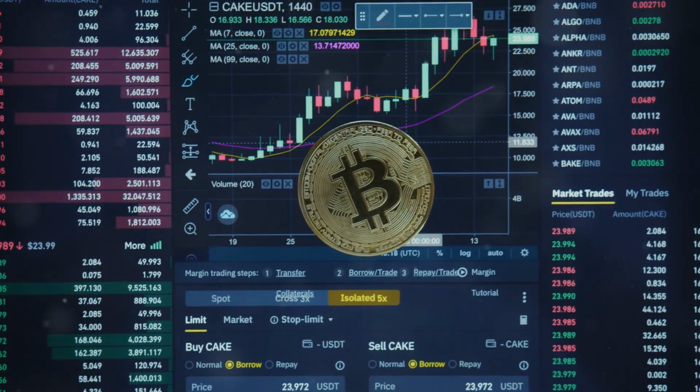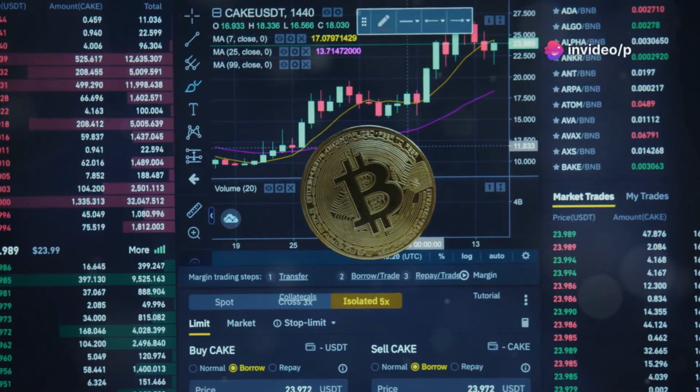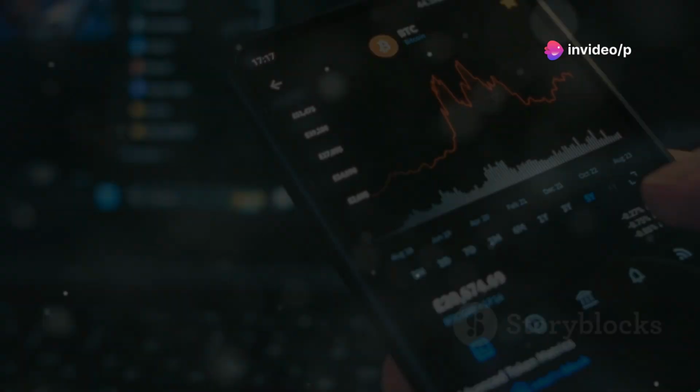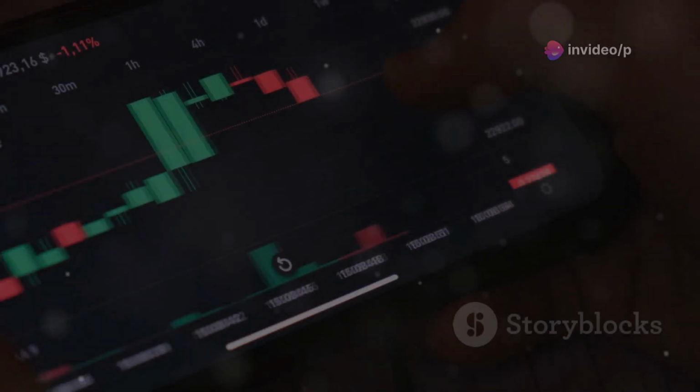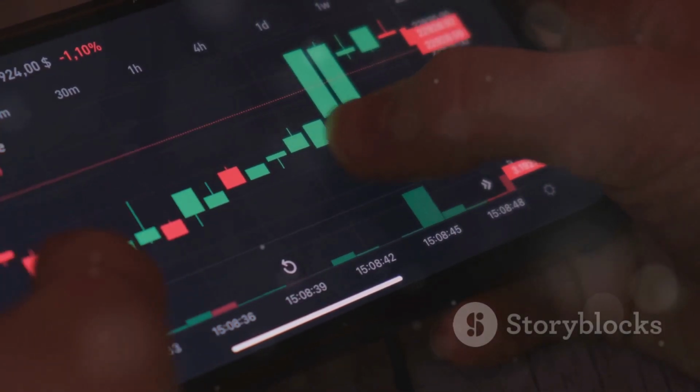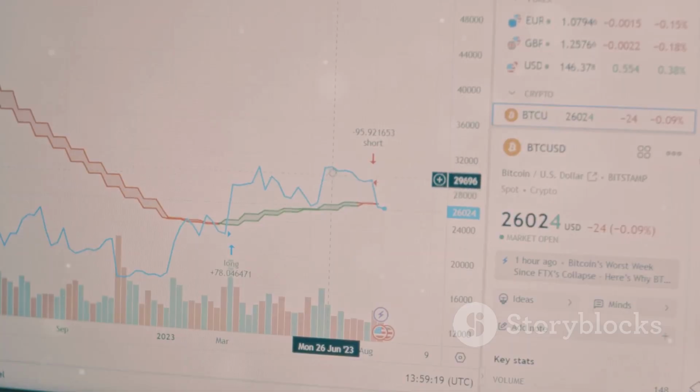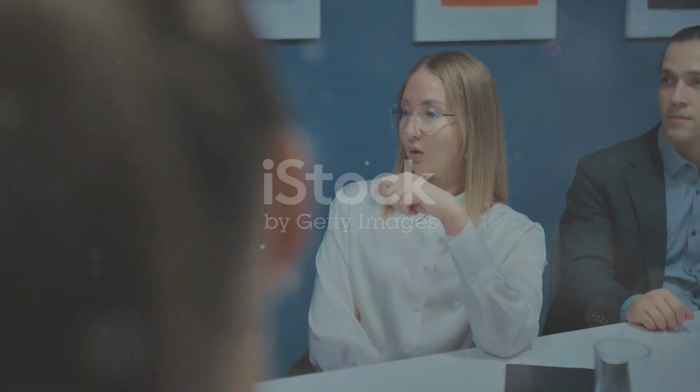Cryptocurrencies, particularly Bitcoin, have also shown sensitivity to liquidity. As institutional investors and corporations have entered the crypto space, Bitcoin has increasingly become correlated with risk assets, benefiting from periods of high liquidity.